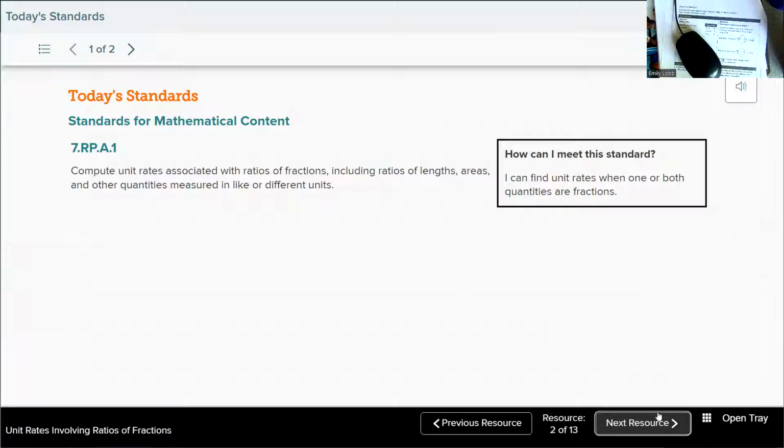What was that, Julian? What about fractions? Nope, we have to be able to find unit rates when one or both quantities are fractions. Please stay focused. You should be on page 2 in your packet.